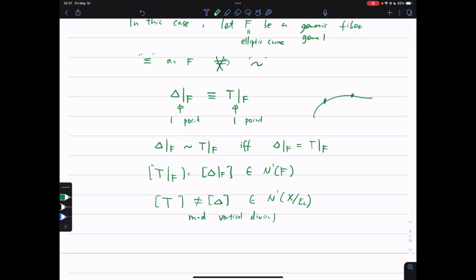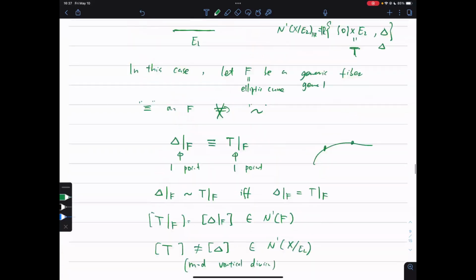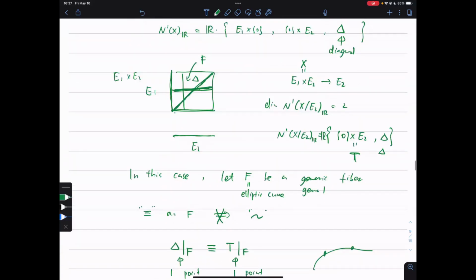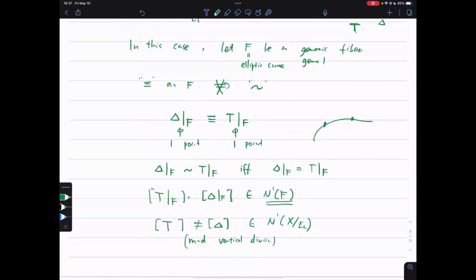Because in our case, there's no non-trivial vertical divisor. I mean, all the vertical divisors are numerically equivalent to trivial, so this is nothing. So you see, you cannot tell the difference on the generic fiber. So this is the key difficulty. I'm not sure if this makes sense. So it could happen that two divisors look the same on the generic fiber in the fiber space, in this total fiber space.